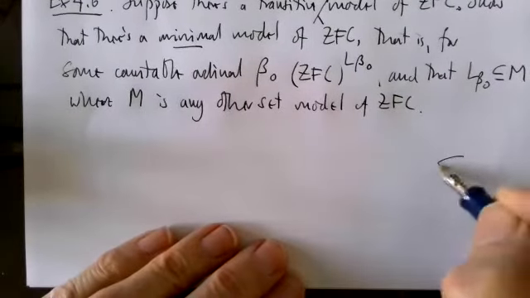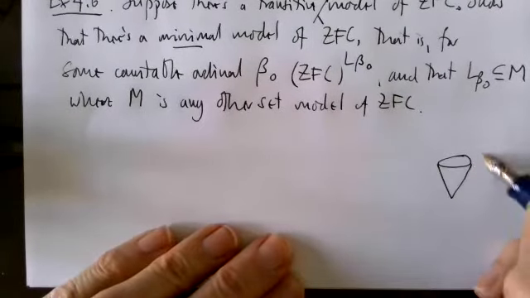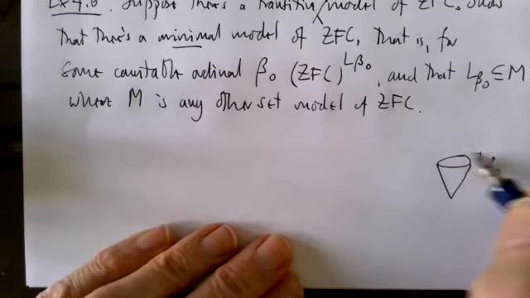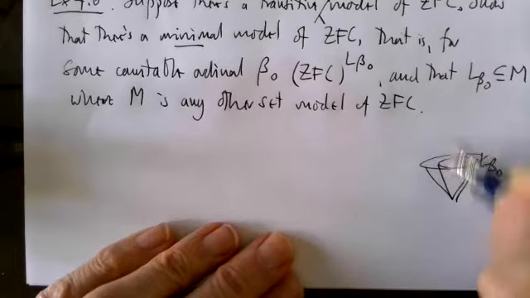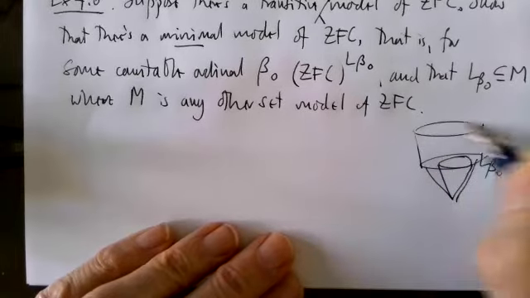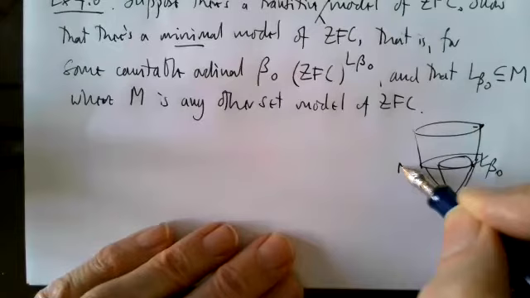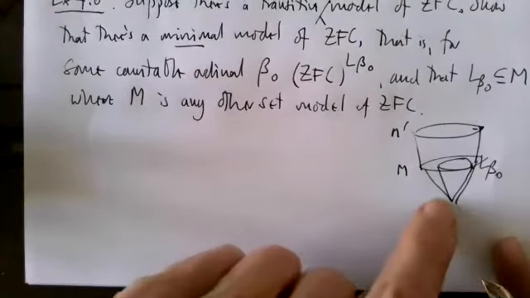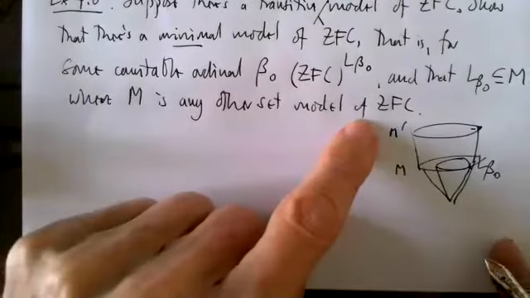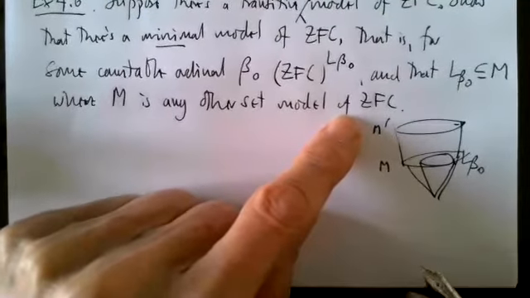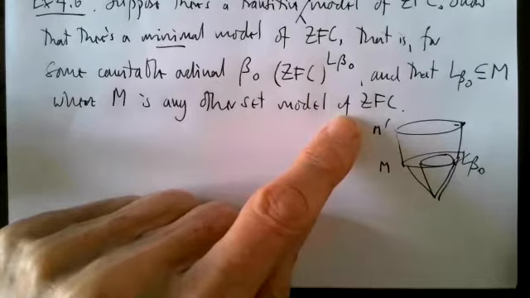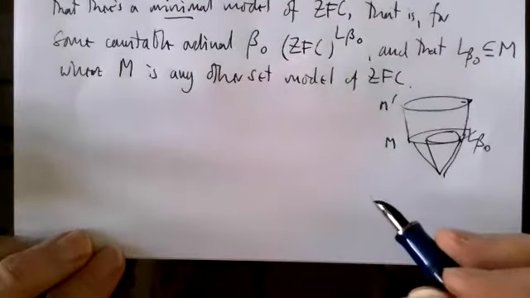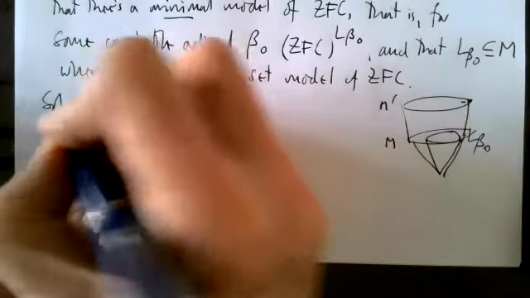So the idea here is this L beta 0. And the idea is that any other set model here, or perhaps it's a taller one, like this, contains this one. So it's the kernel of any other set model of ZFC here. So we're told there is a model.